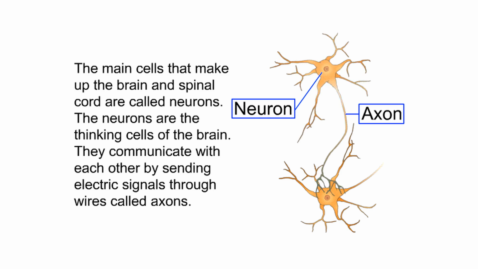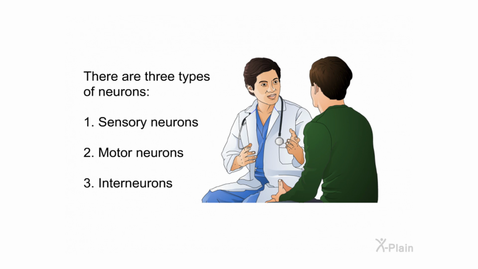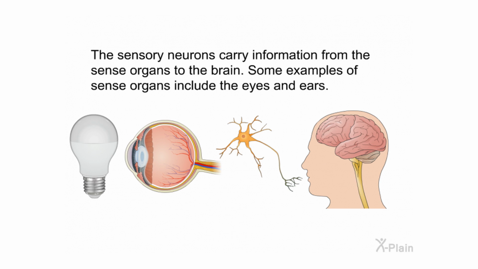The main cells that make up the brain and spinal cord are called neurons. The neurons are the thinking cells of the brain. They communicate with each other by sending electric signals through wires called axons. There are 3 types of neurons. 1. Sensory neurons. 2. Motor neurons. 3. Interneurons. The sensory neurons carry information from the sense organs to the brain. Some examples of sense organs include the eyes and ears.